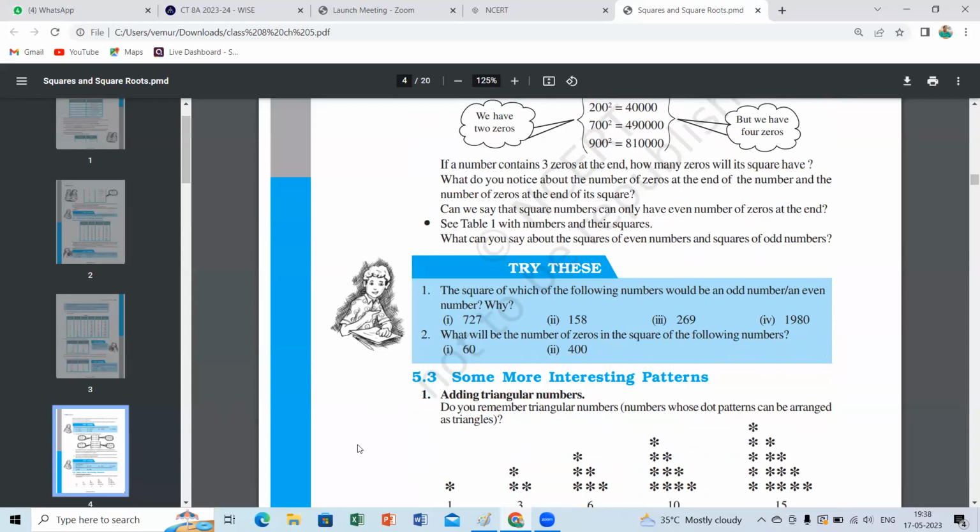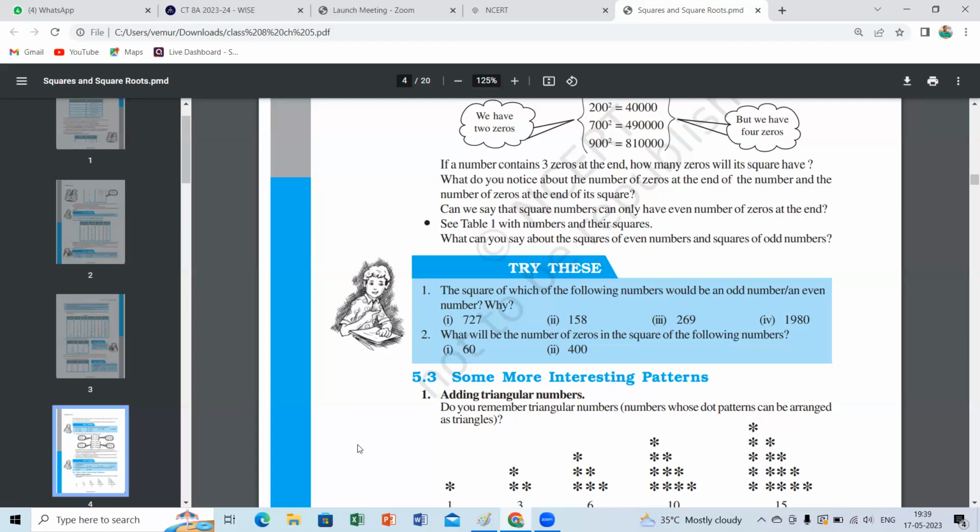Very good. That's the rule, beta. If any number ends with an even number of zeros, it is a perfect square number, right? Yes, ma'am. If it ends with an odd number of zeros, it is a non-perfect square number. Very good. There are some more interesting patterns you can see later.